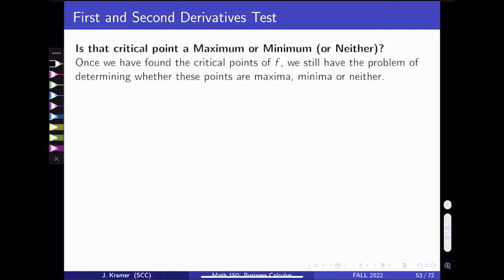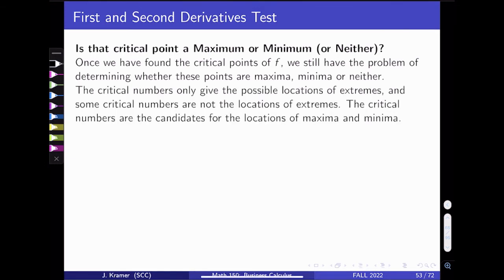Let's review how to identify if the critical point will result in a maximum, minimum, or in some cases, neither. Once we have found the critical points of f, we still have the problem of determining whether these points are maxima, minima, or neither. The critical numbers only give the possible locations of extremes. The key here is that they're possible locations, not necessarily are. And some critical numbers are not the locations of extremes. The critical numbers are the candidates for the locations of the maxima and minima.